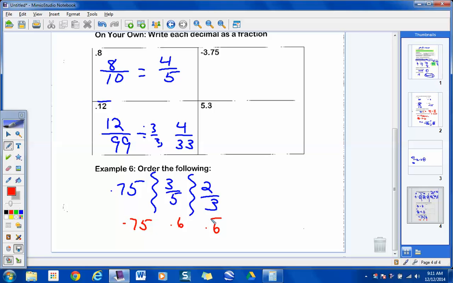Guys, what's the smallest decimal up there? 0.6. So what's that mean the smallest number is going to be? Wouldn't 3/5 be my smallest value? Yes. Okay, what's the next smallest value then? Isn't that 0.6 repeating? And then my last value is 0.75. So my order is going to go 3/5, the smallest decimal. After that, 2/3. And finally, the largest value is 0.75. So guys, anytime you're ordering something, always turn stuff to decimals.